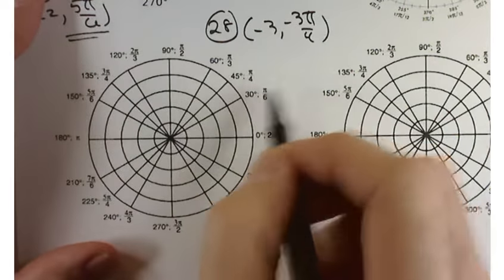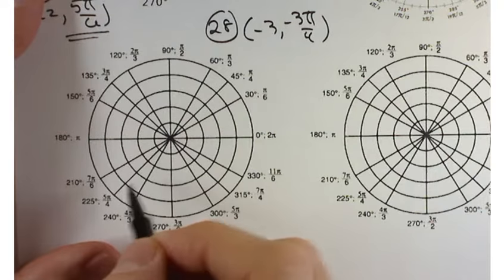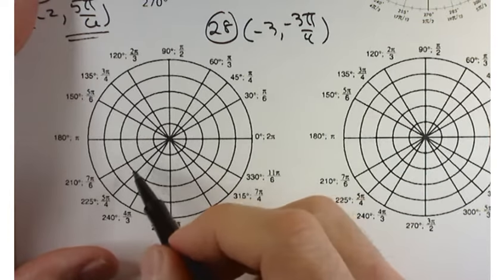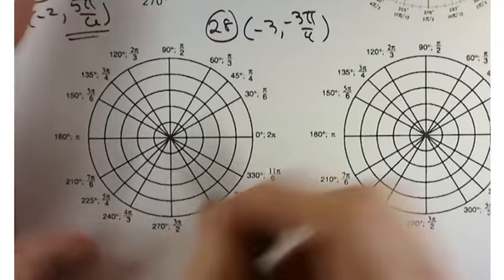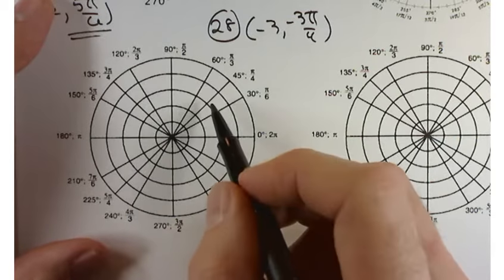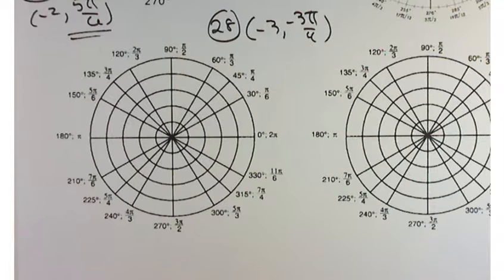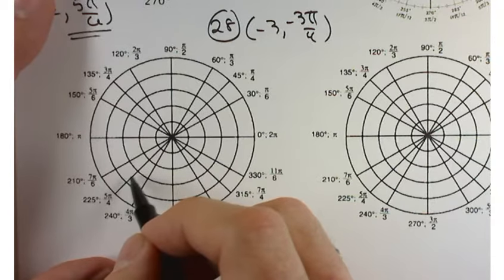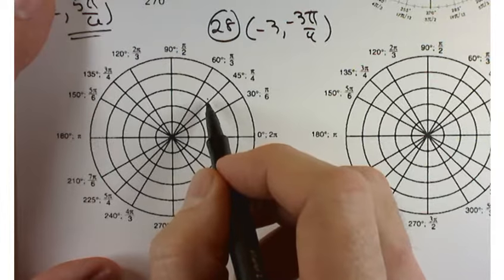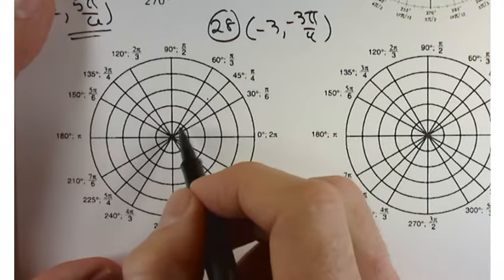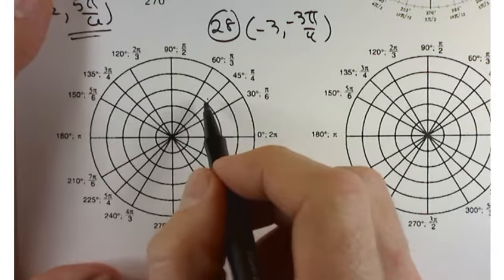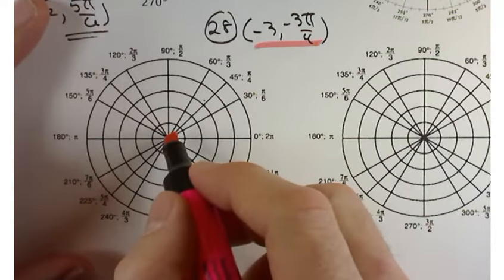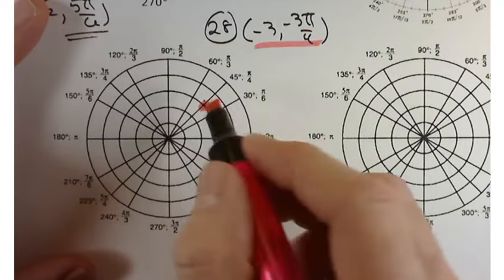So negative 3/4 pi is really negative 135 degrees. It's going to put us over here. So out here, 1, 2, 3, but we've got a negative radius. So we should be in the first quadrant. So negative 135 takes us to here. The negative puts us on the other side of the origin. 1, 2, 3. So this point here is this one here.